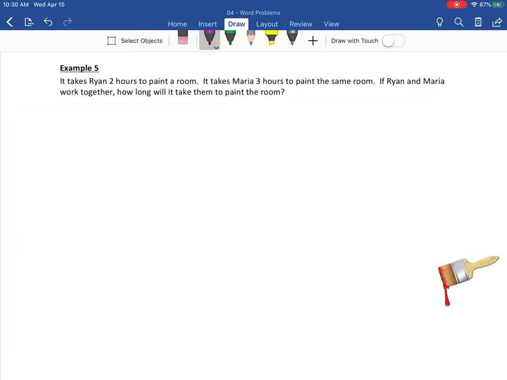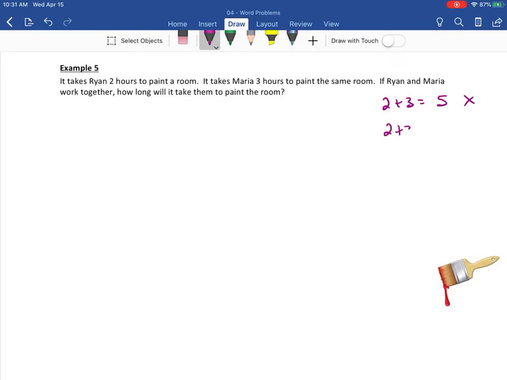This is the kind of problem that algebra was invented for, because these are not easy problems to do. Lots of people immediately think, oh, is it 2 plus 3? Just add the hours together and give 5 hours? There's no way that can be right. There's no way it can be 5 hours, because Ryan can do it in 2 hours by himself. So there's no way it's going to take 5 hours total.